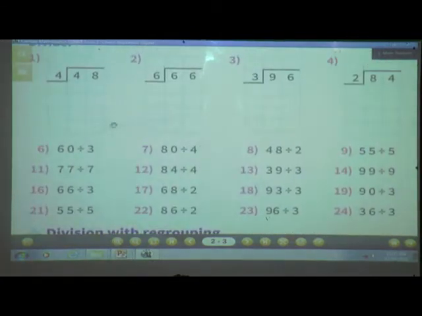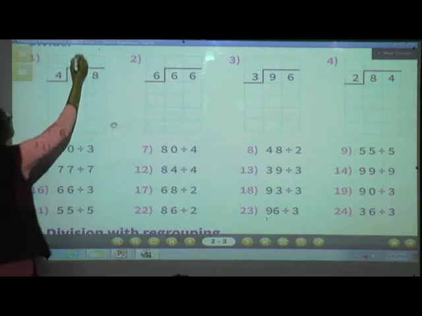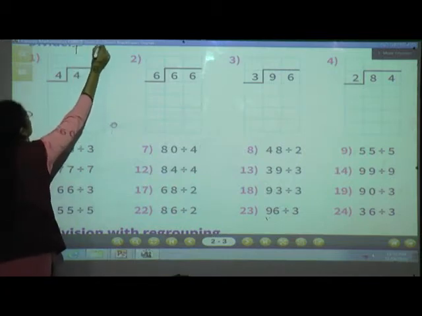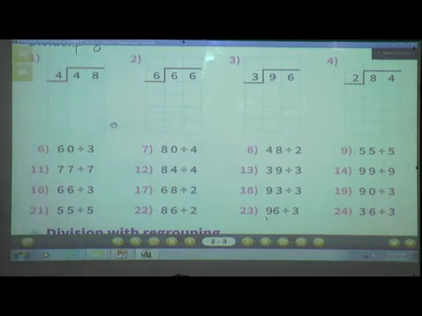48 divided by 4. 48 is a 2-digit number. So what will we write? We will write their places first. This is the tens place and this is the ones place.